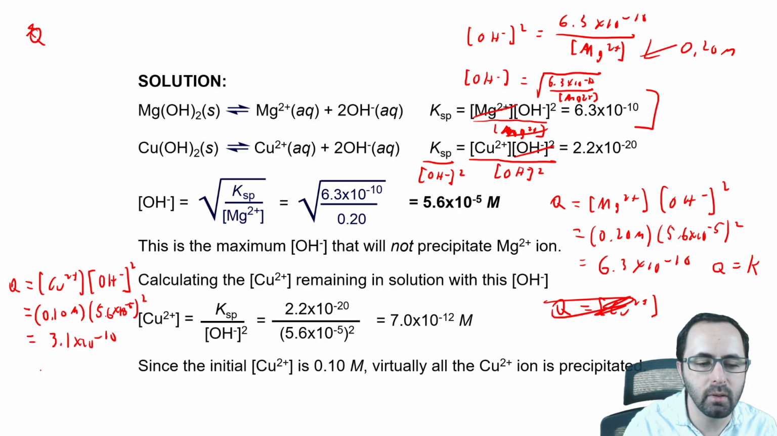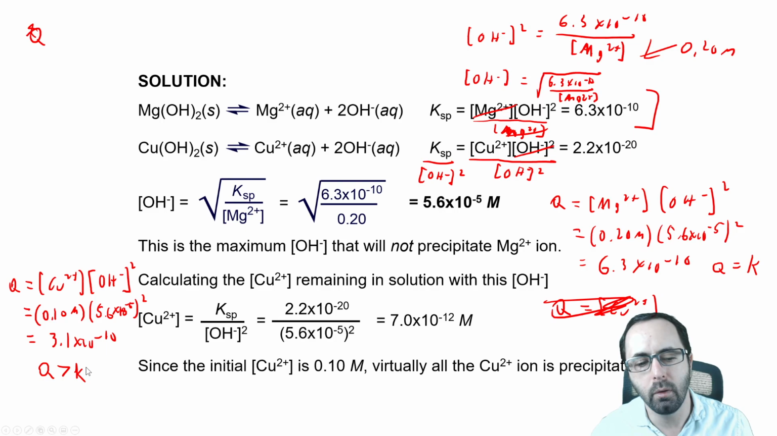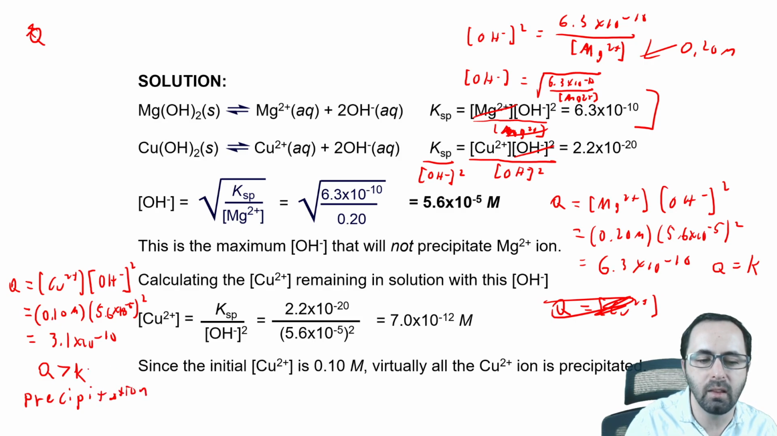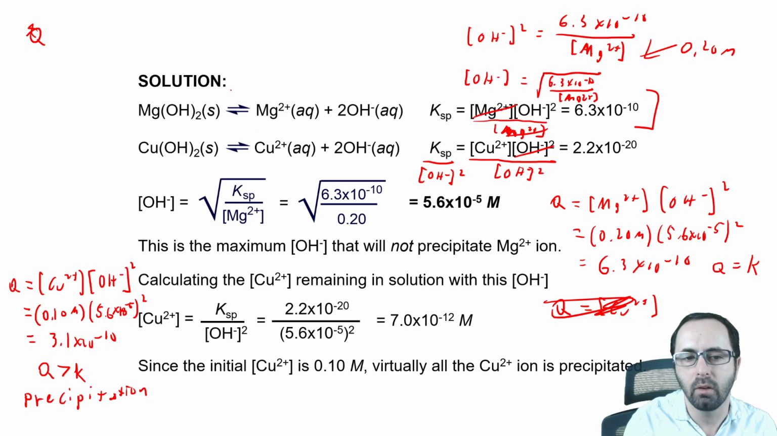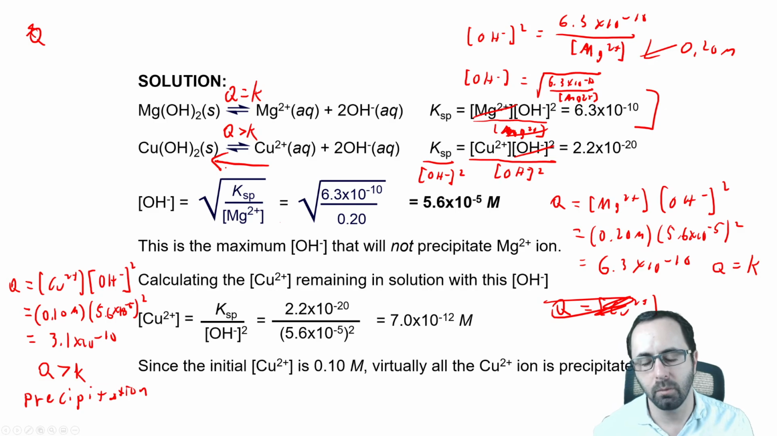Now here Q is greater than K, because the K for the copper 2 hydroxide was 2.2 times 10 to the minus 20. Q is far greater than K, so of course we've got significant precipitation here. What this means is Q is greater than K, so the reaction goes backwards. For the magnesium reaction, Q equals K, the reaction doesn't go forward or backwards, it does not precipitate. But here Q is greater than K, so the reaction is going to go backwards, which will result in precipitation.